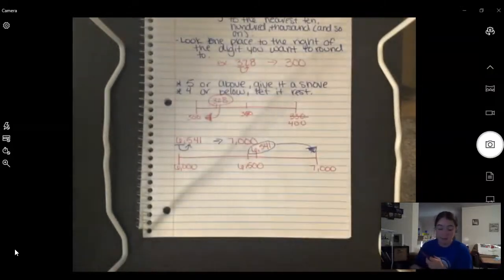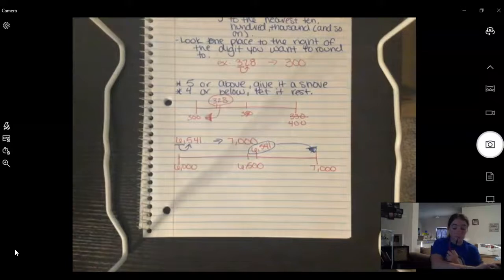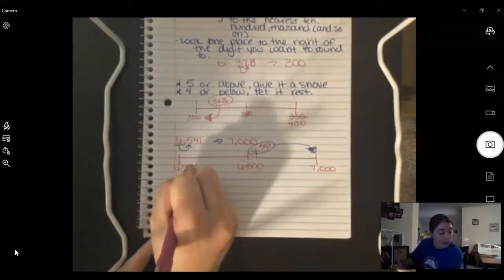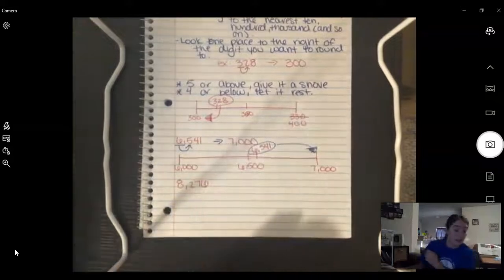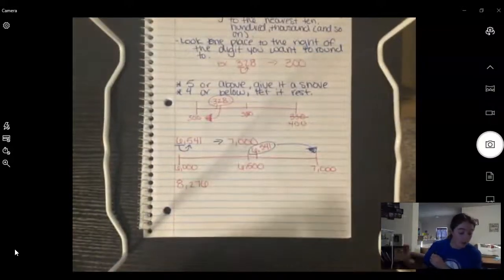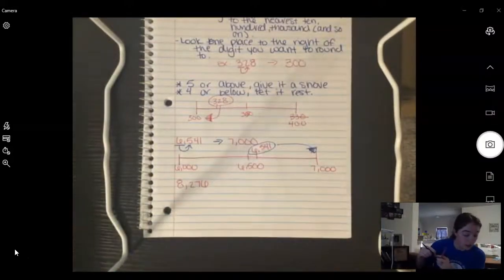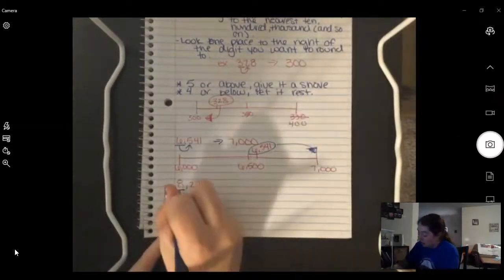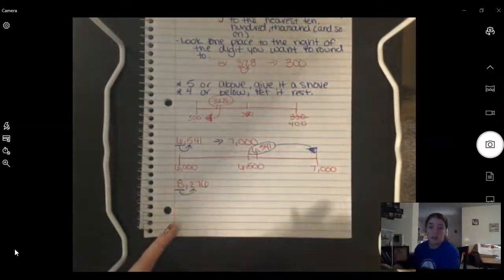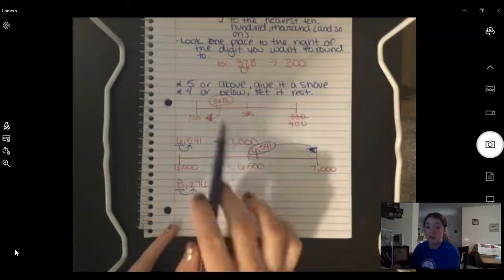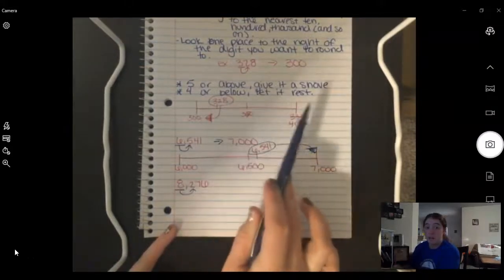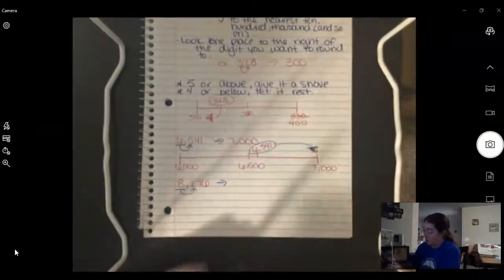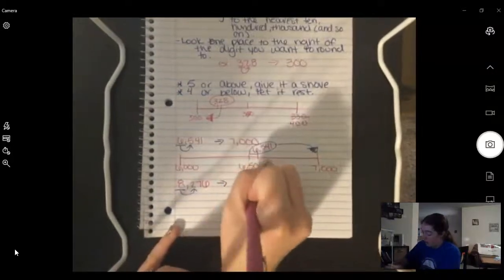So if I have the number 8,276, and we are rounding to the nearest thousand, I look to the right, I see that that number is a 2, so it's below 4. Our rule is let it rest, keep it the same. So it would round to 8,000.